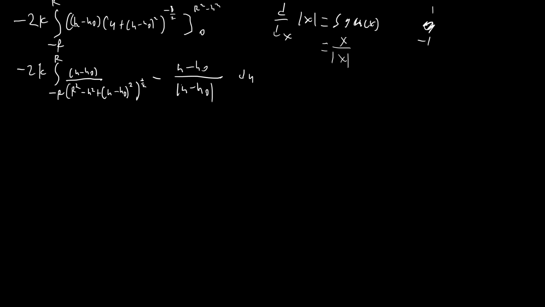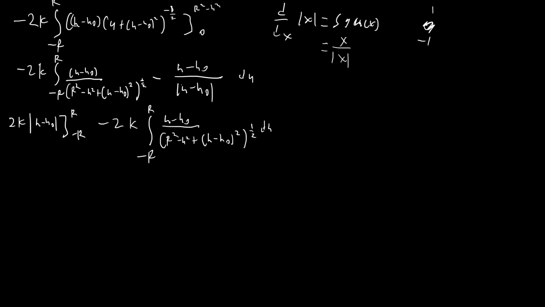So if we want to integrate this, the integral of this is just going to be the absolute value of h minus h0. So let's go ahead and do that. When we plug in r and negative r in here, we're going to get 2k absolute value of r minus h0, minus 2k absolute value of negative r minus h0, which is just r plus h0.